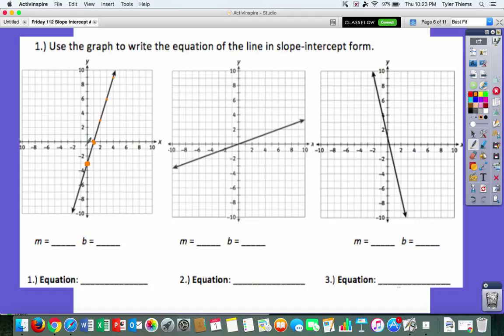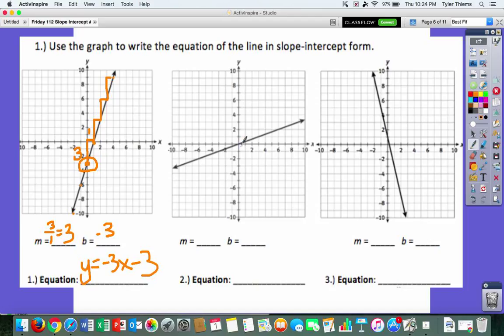So find points on the line, and then you just connect those two points by doing the rise over the run. The rise is 1, 2, 3. The run is 1. So our slope is 3 over 1, which is equal to just a slope of 3. Our y-intercept, which we know how to identify, is right there. That's going to be negative 3. So our equation of this line would be y is equal to 3x minus 3. That's how you do the first one.